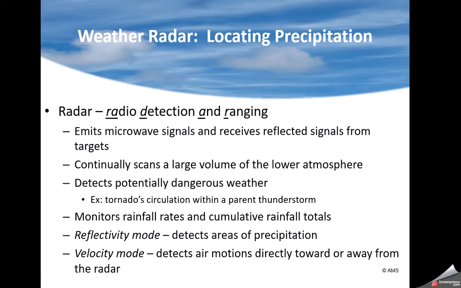Radar. Radar is a means of detecting clouds, precipitation. It can even detect bugs, dust. Radar is magnificent in all the information it can give you. There's a reflectivity mode, which is just that. It is detecting things. And there is velocity mode, which says, hey, where are these objects moving?